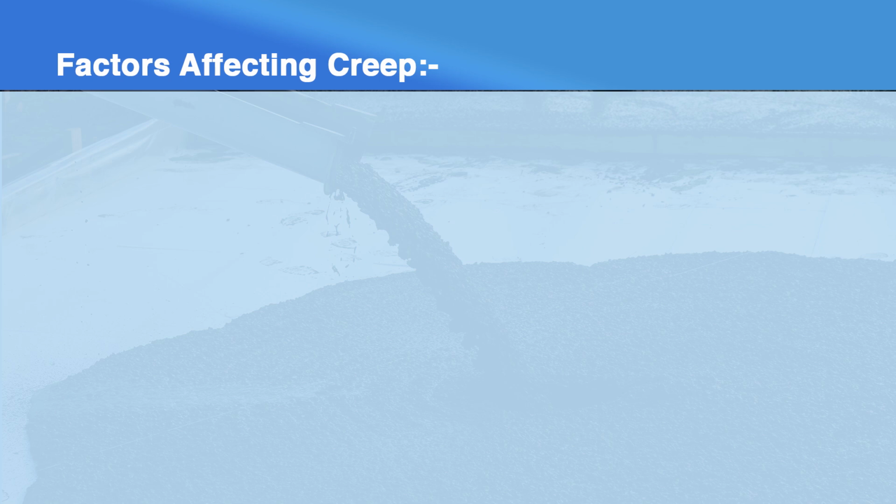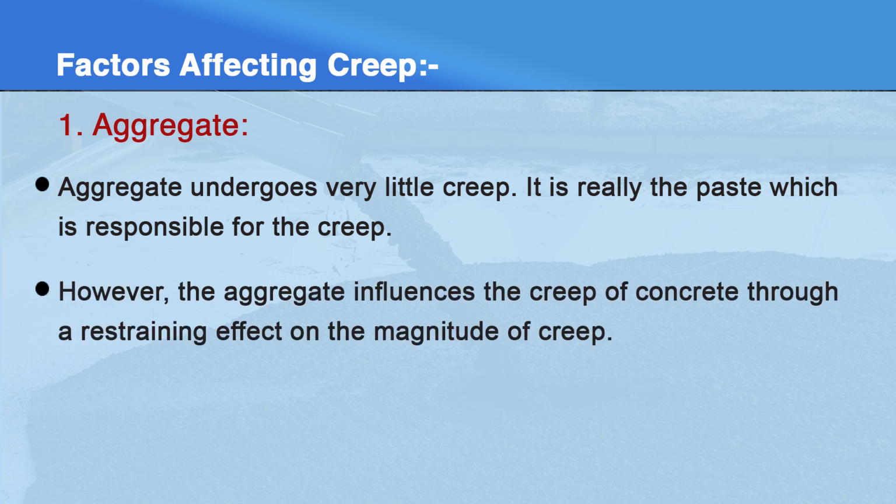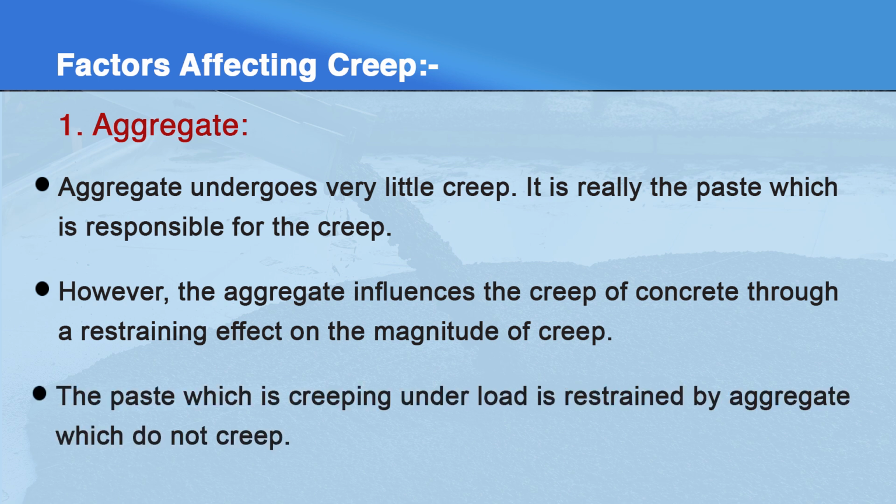Factors affecting creep. Number 1, aggregate. The aggregates undergo very little creep. It is actually the paste which is responsible for the creep. So, the cement paste plays a role in creep. However, the aggregate influences the creep of the concrete through a restraining effect on the magnitude of the creep. The paste which is creeping under load is restrained by the aggregates, which do not allow it to creep.